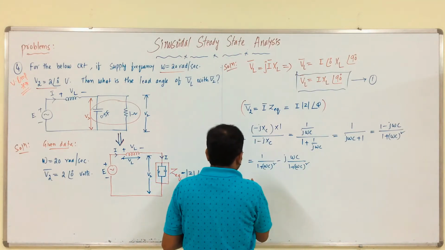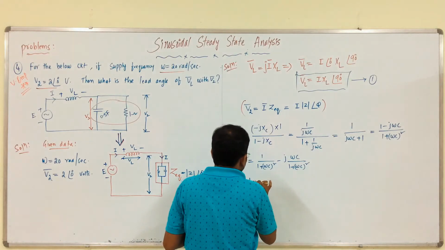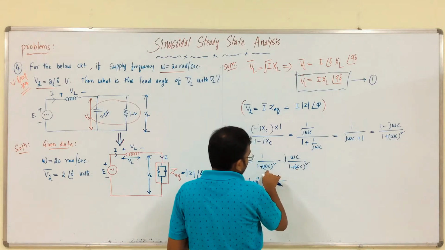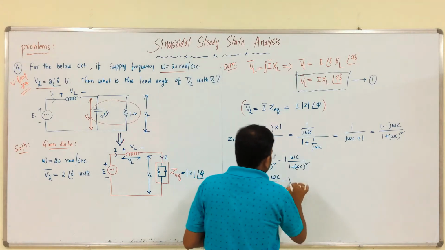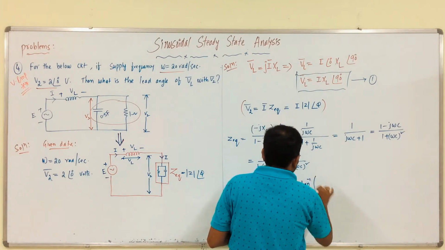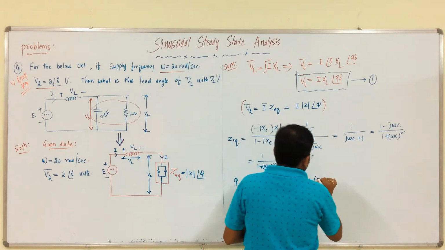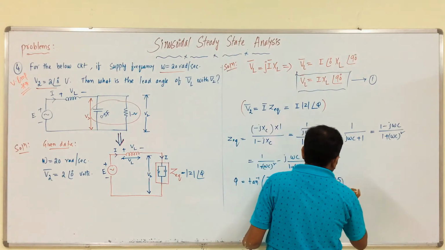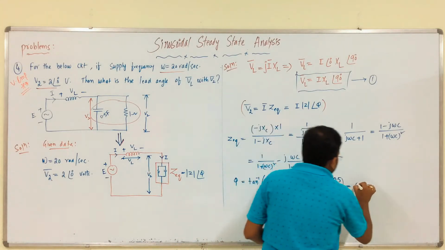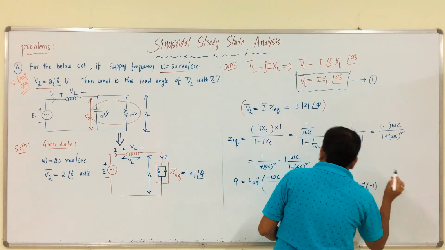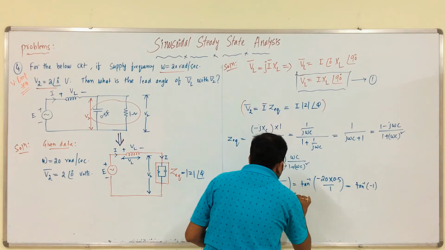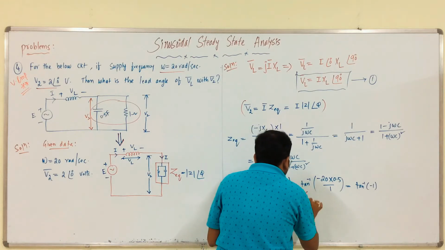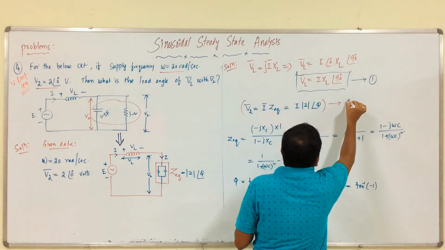From this, phi is what? Tan inverse of minus omega C, since the denominator part gets cancelled. That equals tan inverse of minus 20 into C, and C is 0.5, so that gives 1 only, tan inverse of minus 1. Therefore, phi is equal to minus 45 degrees. For example, this is 2.